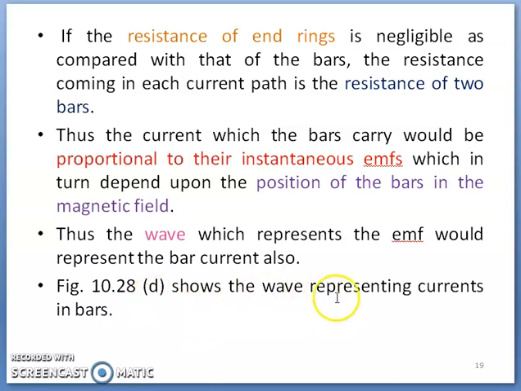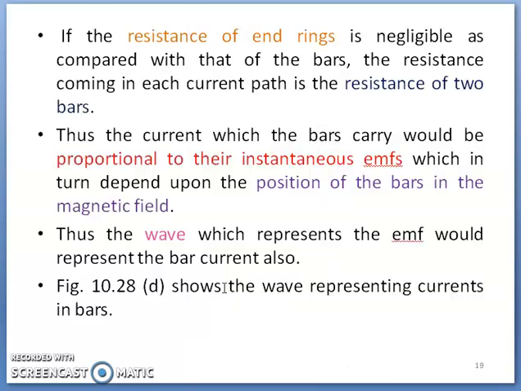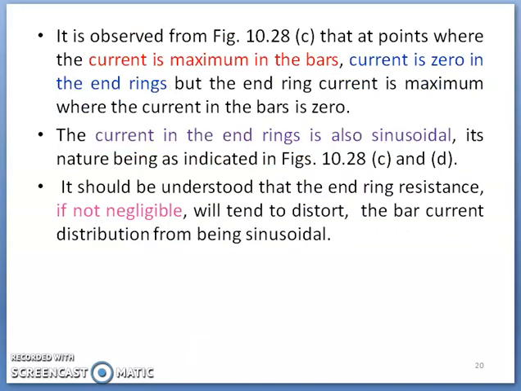Figure D shows the wave representing currents in bars. This figure shows the current in the bar, and the dotted line shows the current in the end rings. Now let us see at what position of the rotor bar, what happens to the bar current and end ring currents. From figure C, it is observed that at points where current is maximum in the bars, current is zero in the end rings, but the end ring current is maximum where the current in the bars is zero.